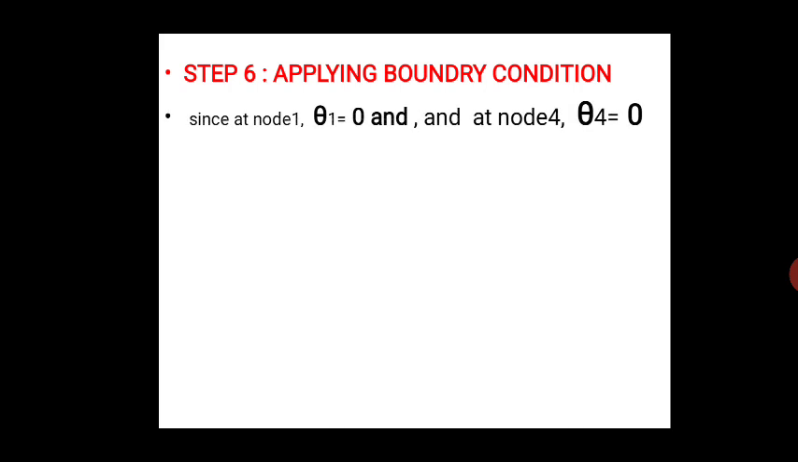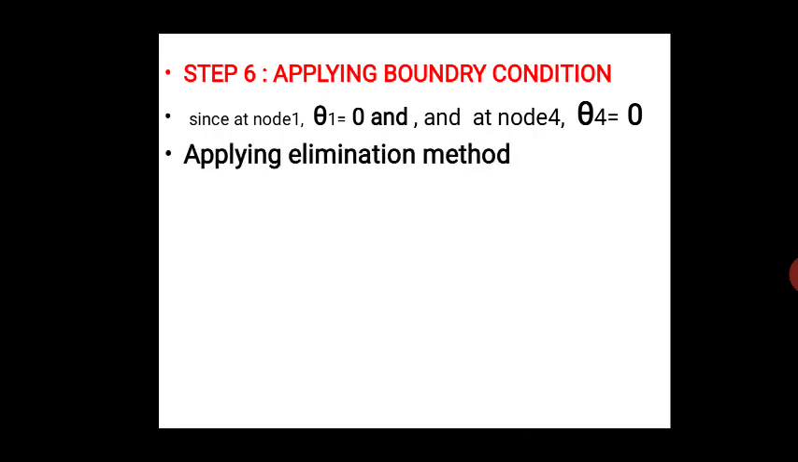Since the rod is fixed at both ends, that is node 1 is fixed and node 4 is fixed, and since node 1 is fixed, there is no displacement, so theta 1 is equal to 0. Since node 4 is fixed, there is also no angular displacement, so we will take theta 4 is equal to 0.